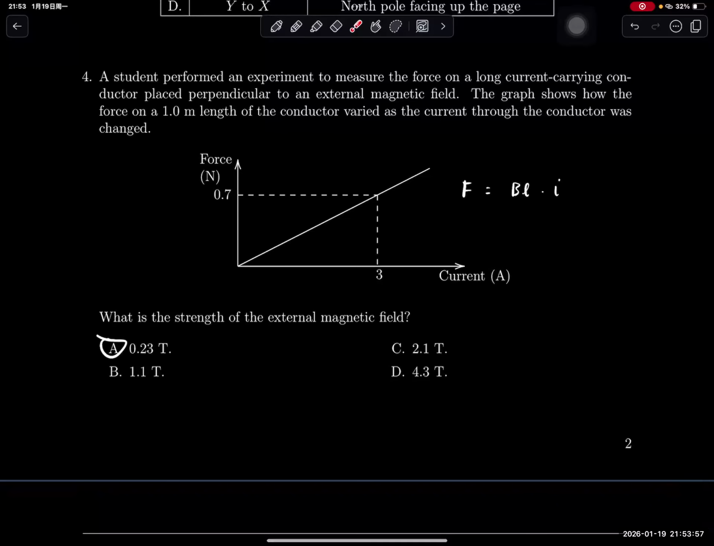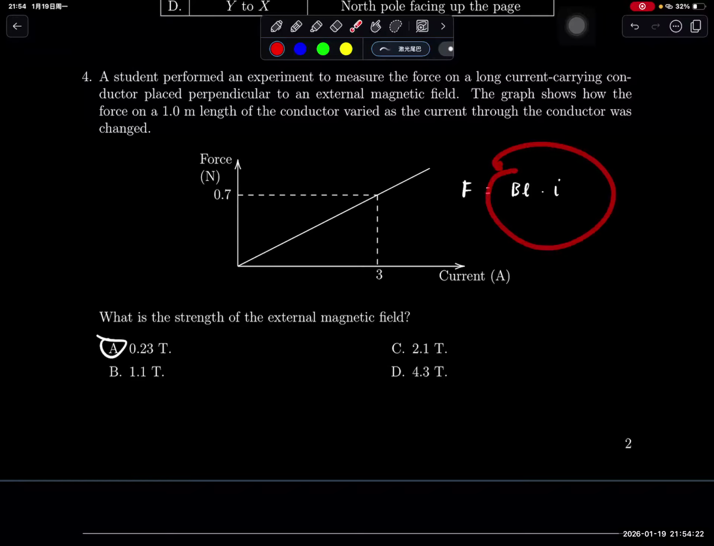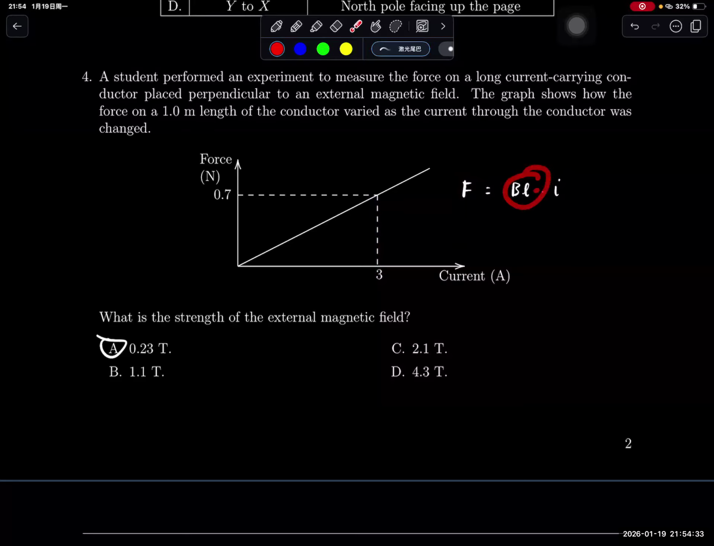Question 4. A student performed an experiment trying to measure the force on a long current carrying conductor placed inside an external magnetic field. The graph shows how the force on 1 meter length of the conductor varied as the current through the conductor varied. This is the motor effect, and it has this equation. We are plotting F against current, so B times L is our gradient. From measuring the gradient of this straight line, you can calculate BL, and then dividing by L, you can get your field.